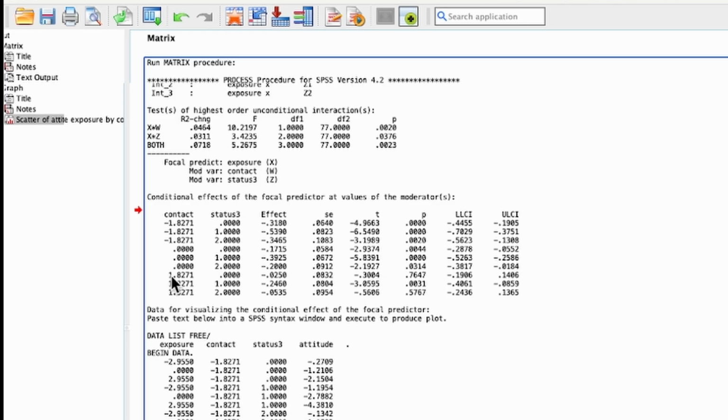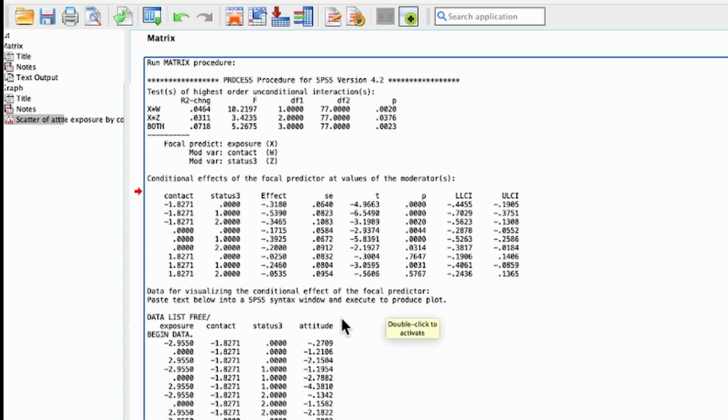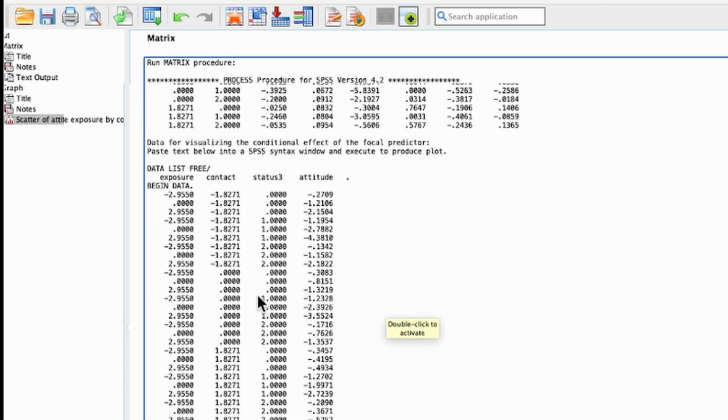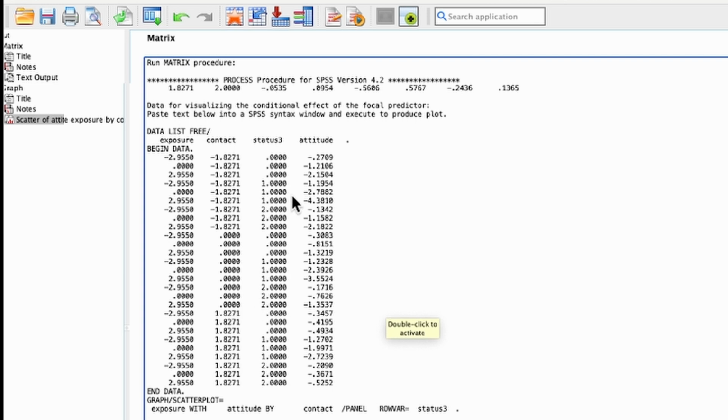and finally we see the same results for the high levels of contact, so people that have a lot of contact with smokers but do not smoke themselves, or are a former smoker, or they also smoke themselves. We see the effect for these 3. So it's essentially combining the different categories with the different levels of the contact moderator. And again, this is tested with a t-test. This is the results. Finally, we see the data for visualizing the conditional effects.